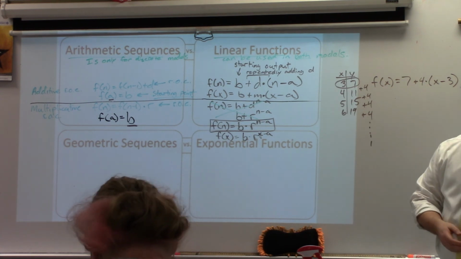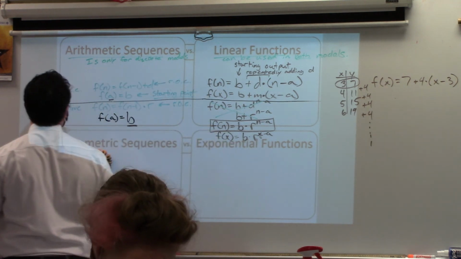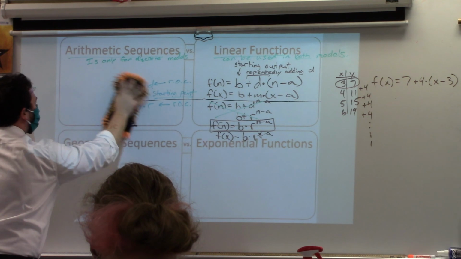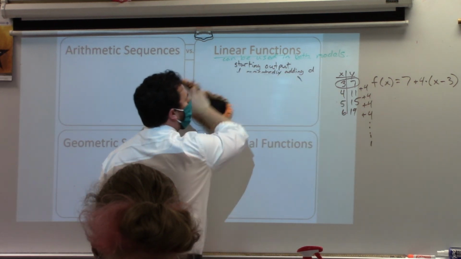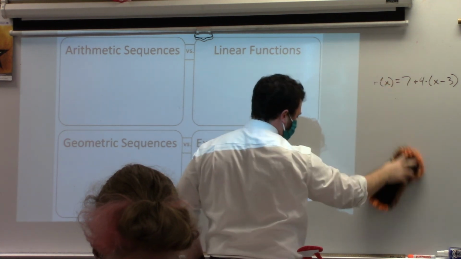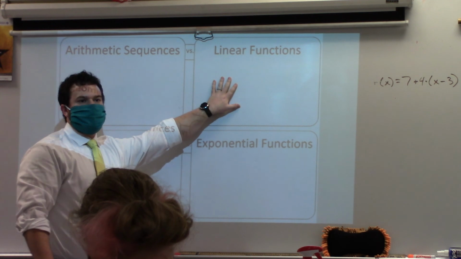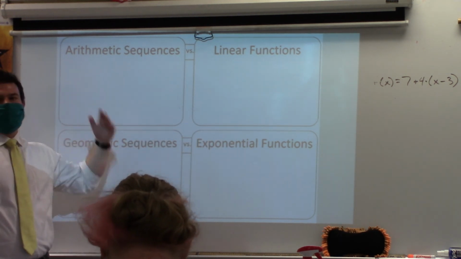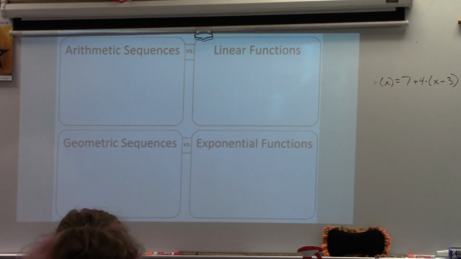So here's what I want you to do tonight. Can I erase this, by the way? Do we have all this down? Yep. I want you to look at this page and come up with the differences between arithmetic sequences and linear functions. Notice, arithmetic sequences versus linear functions. How are these two things different? We already said they both have additive rates of change. So how is one different from the other? How do we show that difference?